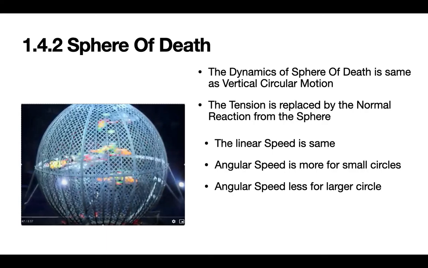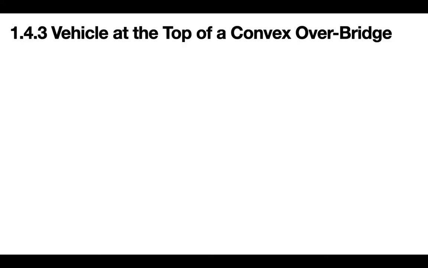But the angular speed is more for a small circle and angular speed will be less for a large circle. So when they are performing the stunt at the bottom, you see they are revolving very fast, but when they come at the center, they take a little longer time to complete the rotation. So that's how angular speed is more for small circles and less for large circles.